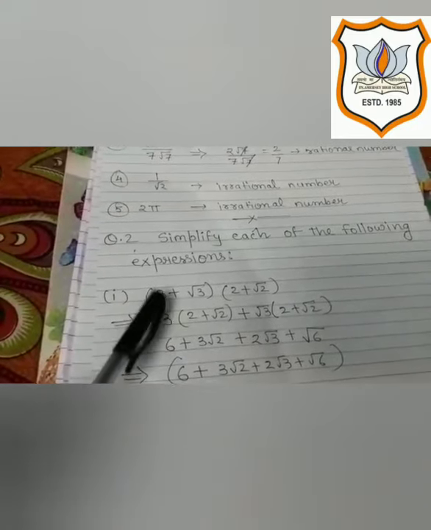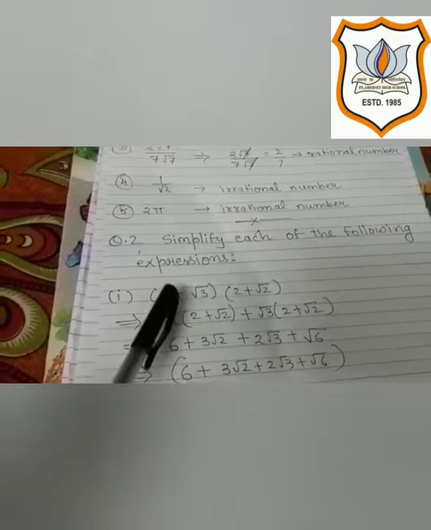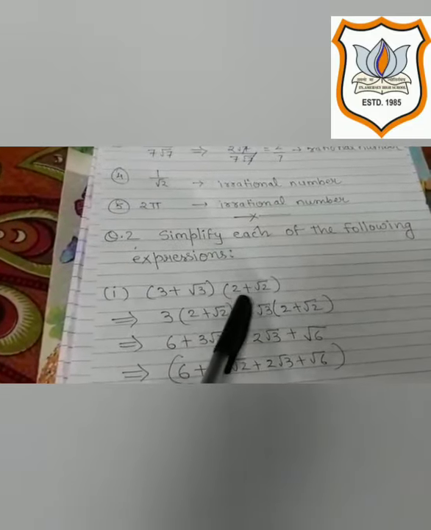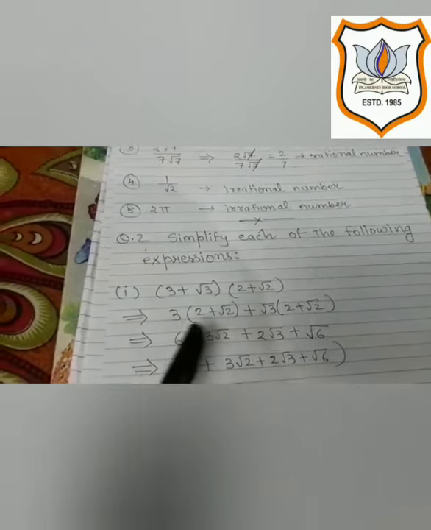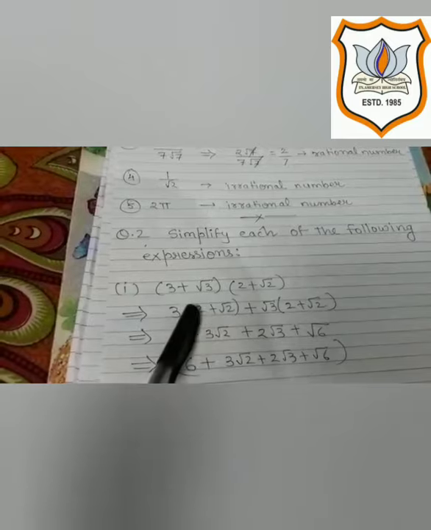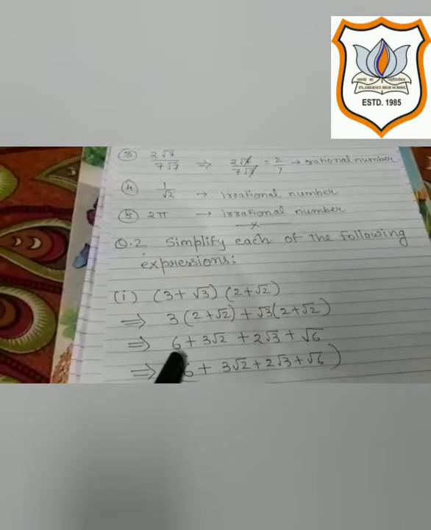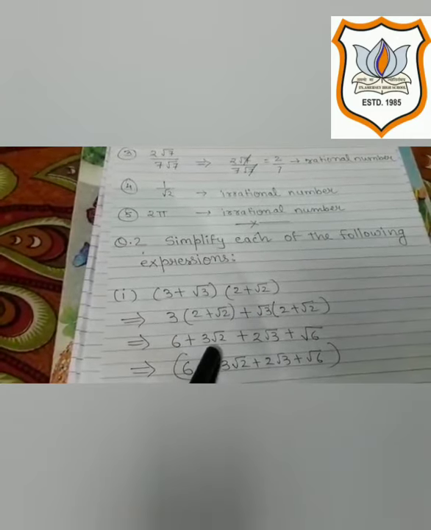The very first part is 3 will be multiplied to 2 plus root 2, and then the plus sign will be between them, and root 3 will again multiply to 2 plus root 2 individually. Hence 3 into 2 on opening the bracket, 3 into 2 is equal to 6, but 3 into root 2 is equal to 3 root 2.